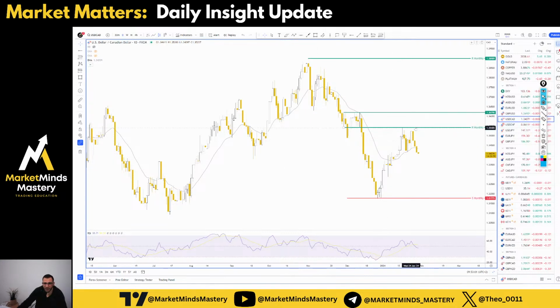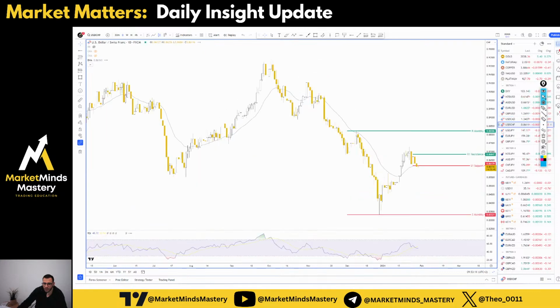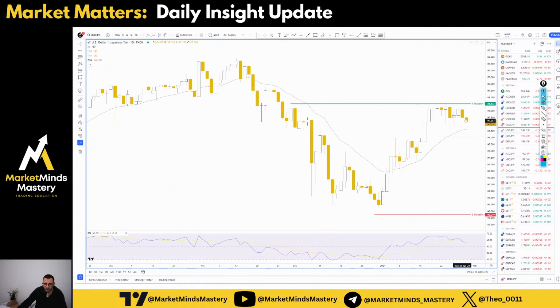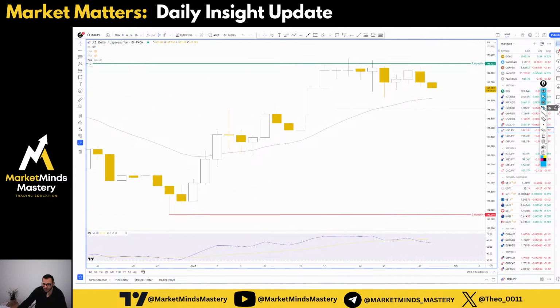USD Canadian dollar, as we expected, the price moved to the downside, of course, because of this resistance. USD Swiss, nothing here. And USD Japanese yen, yesterday bearish engulfing. Look at this, guys. Bearish engulfing. If you want to go on the lower time frames, 15-minute, 1 hour, 5-minute chart, you can look for opportunities to capitalize on the move to the downside.